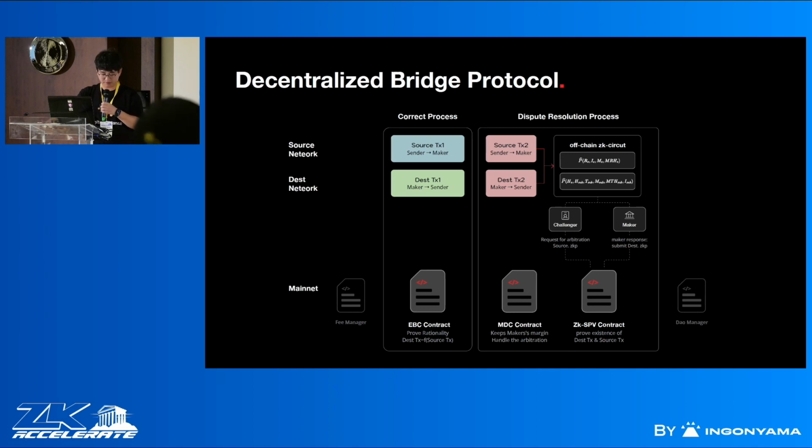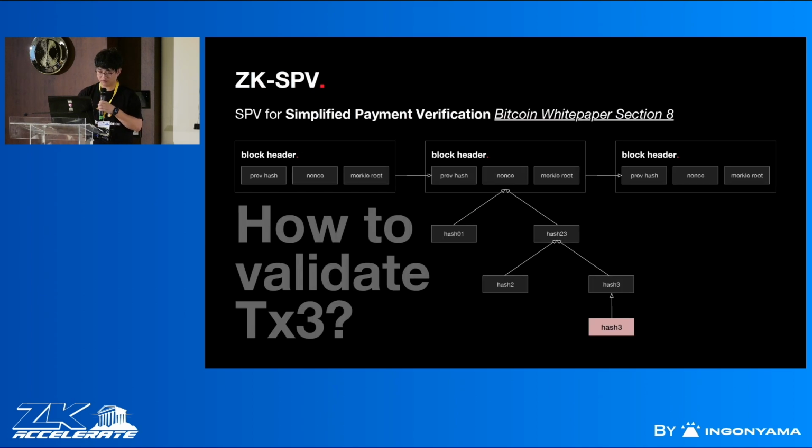In the dispute resolution process, we need to validate the source transaction and the destination transaction of layer 2 on Ethereum. We use ZK technology to implement the validation of layer 2's transactions on Ethereum, which is called the ZK SPV here. So what is the ZK SPV?